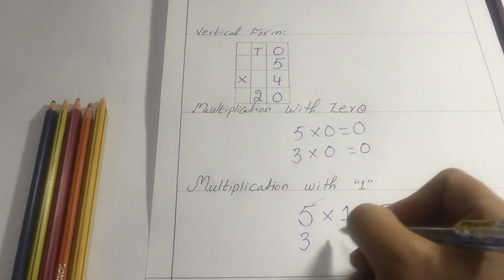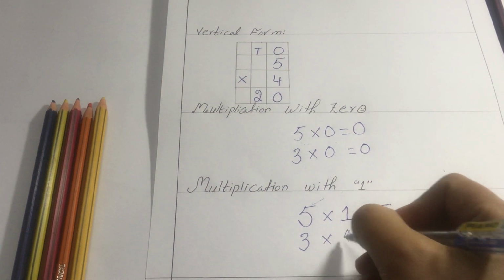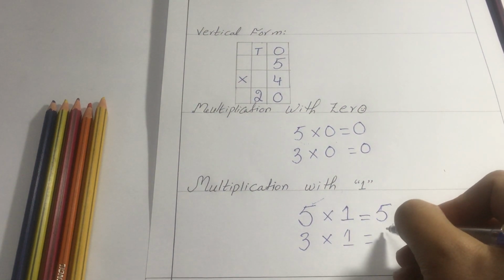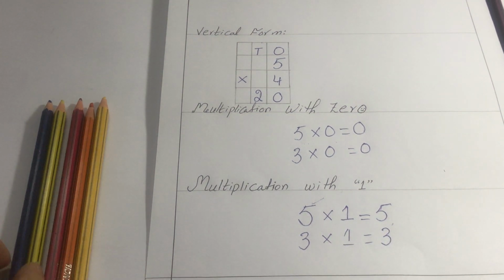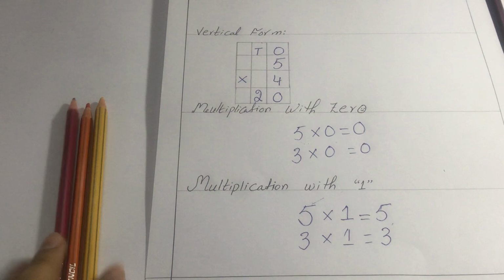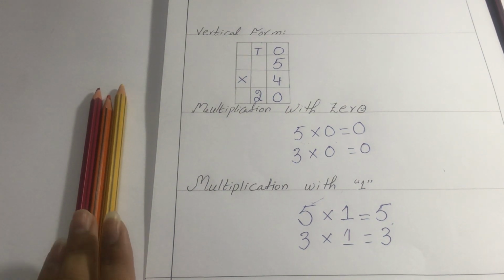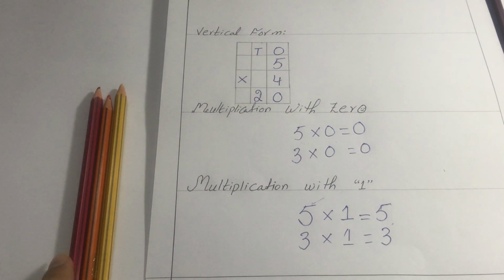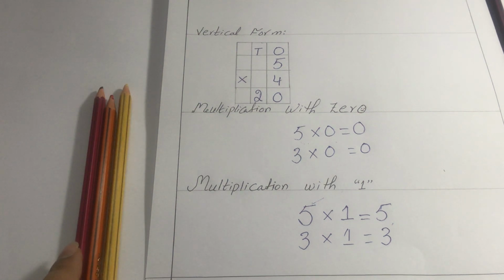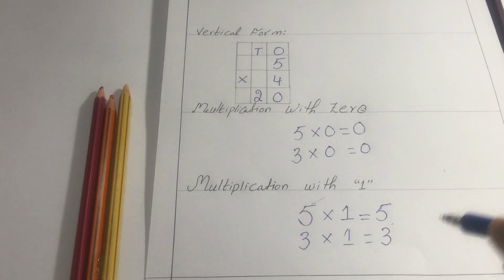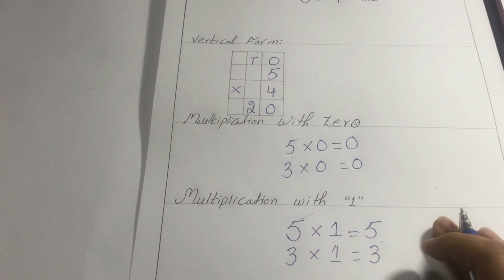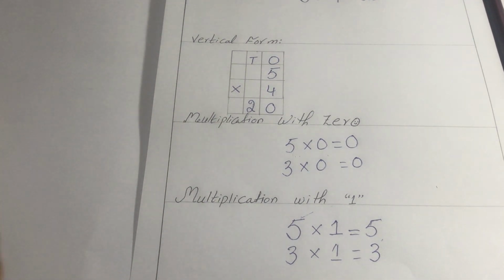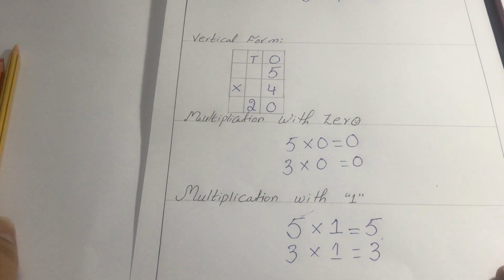Now let's take one more example. 3 times 1. Yes, it will again give you the same result. 3 times 1 is equal to 3. Now you can see I have only 3 pencils and I have made only one group. So I have 3 pencils, right? And I have only 3 pencils. So 3 ones are 3, or 3 times 1 is equal to 3, right? Hope you have understood. Now let's quickly revise what we have done.